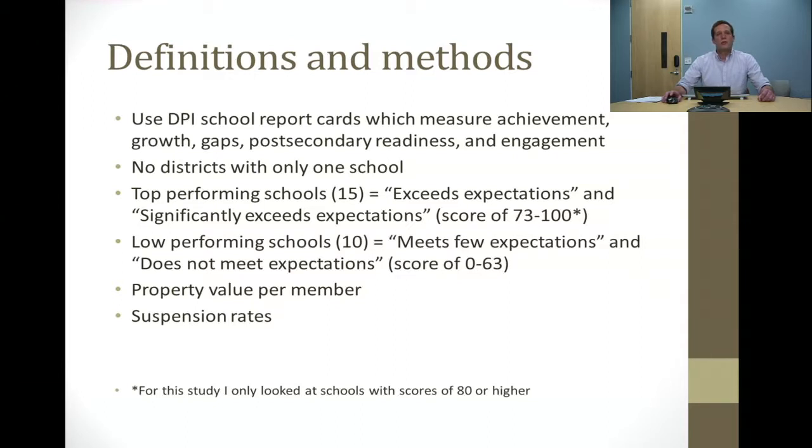My low performing schools, I looked at the 10 lowest performing schools according to the report cards. Those labeled meets few expectations is from 52 to 63, and does not meet expectations is from a score of 0 to 51. Again, the main things that I looked at were property value per member versus the DPI report cards. I also gave a quick look at suspension rates, the percentage of students who get suspended, just so I could get a quick glimpse at the discipline issues that each district might be experiencing.